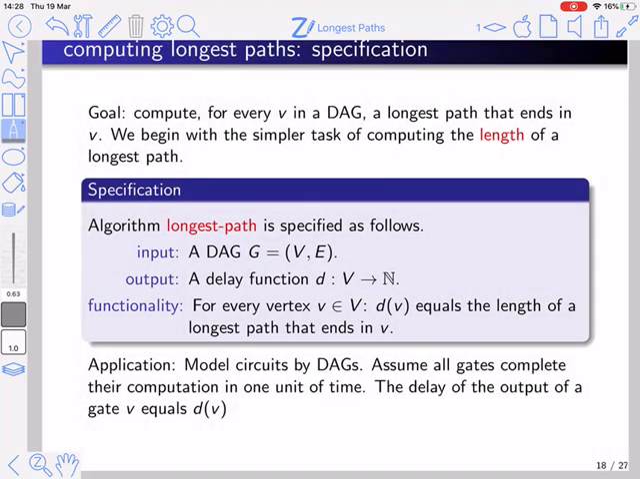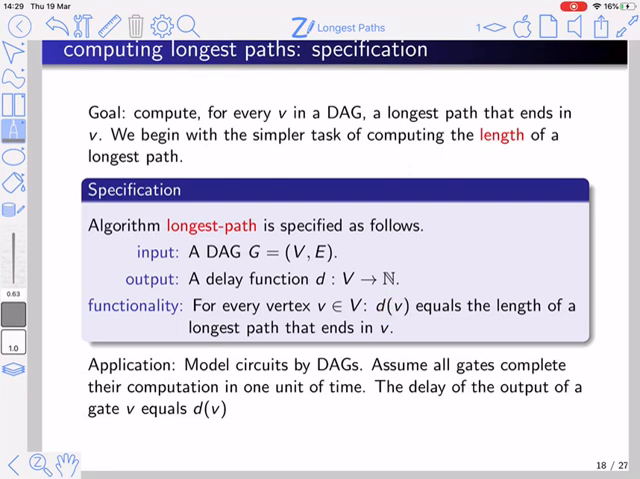Okay. Our goal is to compute for every vertex v in a directed acyclic graph a longest path that ends in v. So instead of computing the path, let's consider a simpler task of computing the length of a longest path. We denote the length of a longest path that ends in a vertex v by d of v.